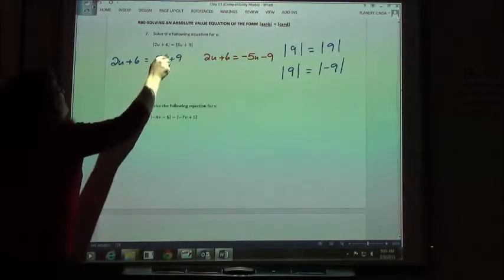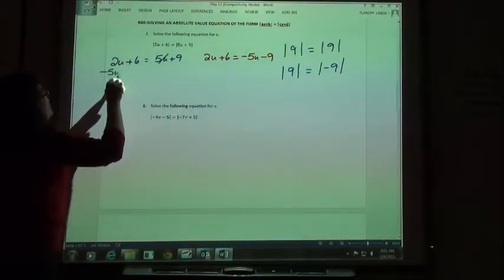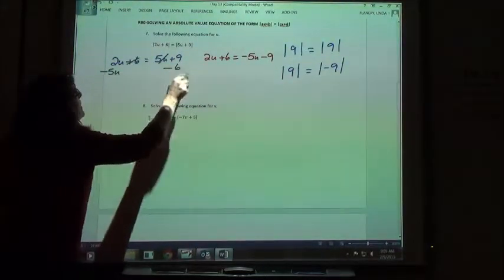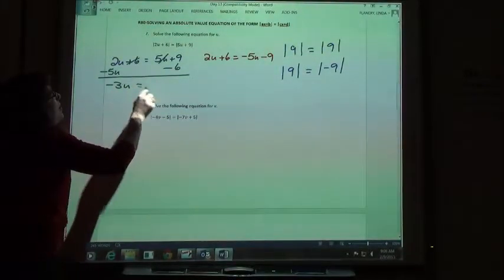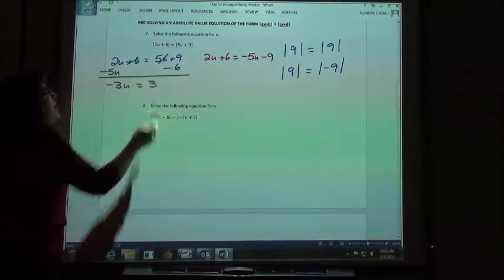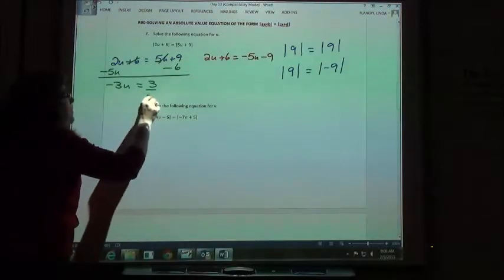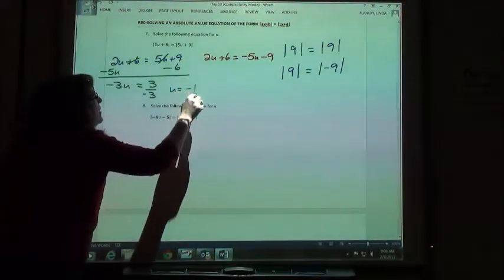So on this one, I would minus my 5u to move it over, and minus my 6. 2 minus 5 would be negative 3u. 9 minus 6 is 3. Dividing, u is going to equal negative 1.